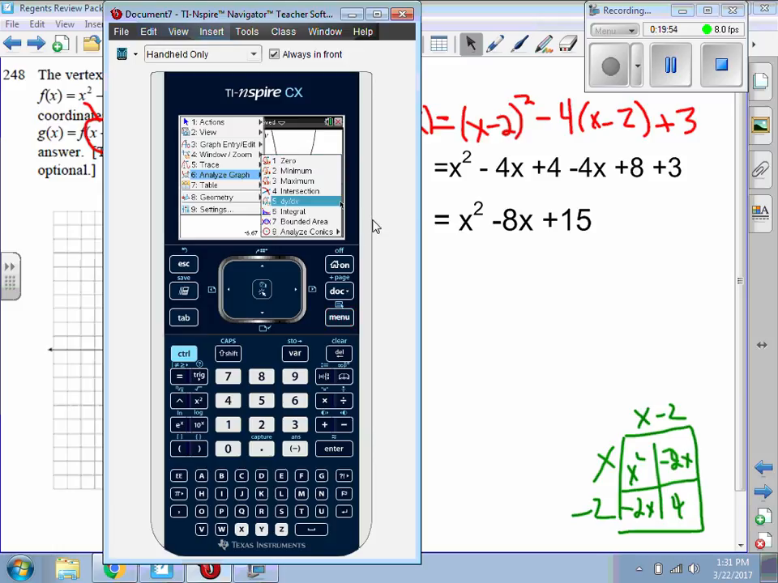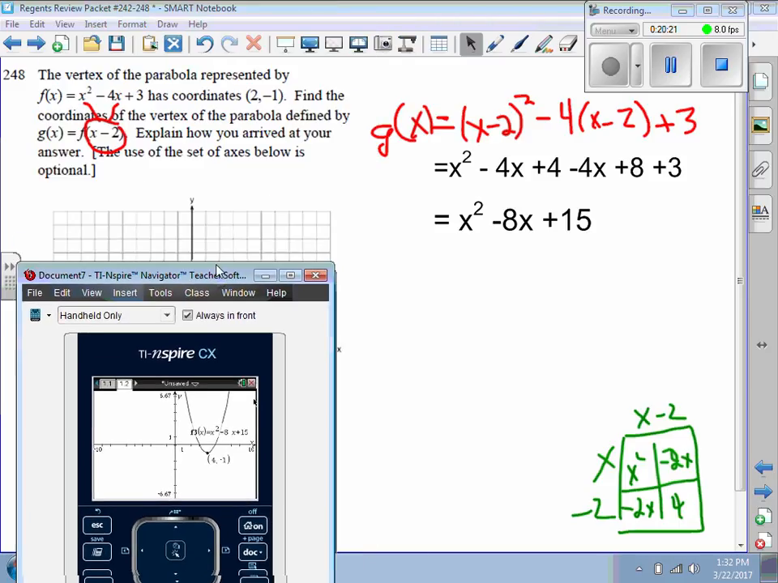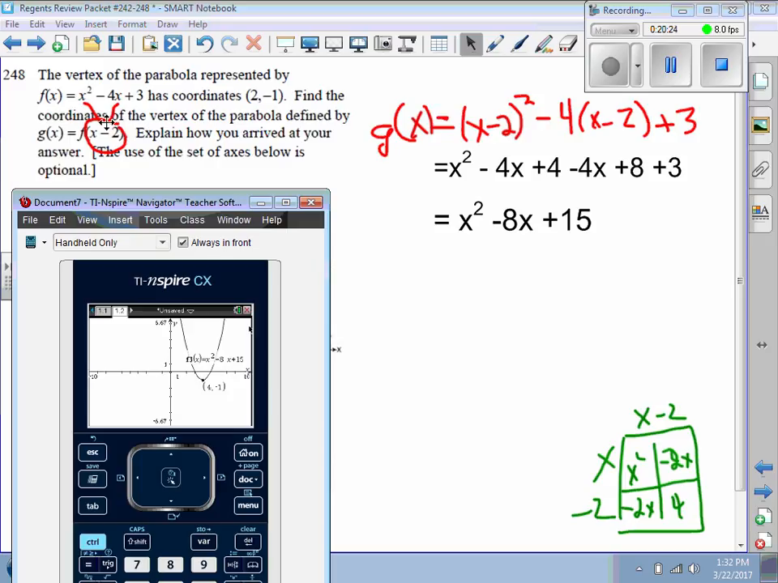So what we can have the calculator do for us is tell us what this point, this vertex, is. Is this a minimum or a maximum for the graph? It's the lowest point, so we're going to select minimum. I click on one side, I drag it over, and the calculator tells me that (4, -1) is the vertex. So when it says over here, find the coordinates of the vertex, well, we found the vertex.